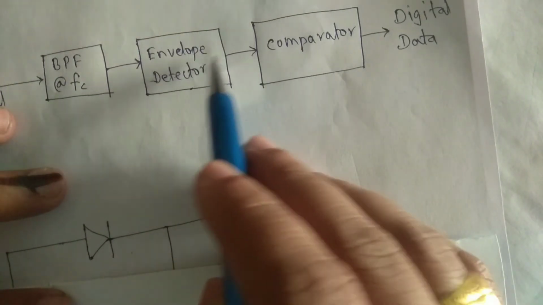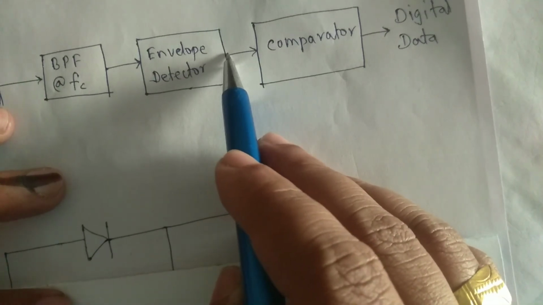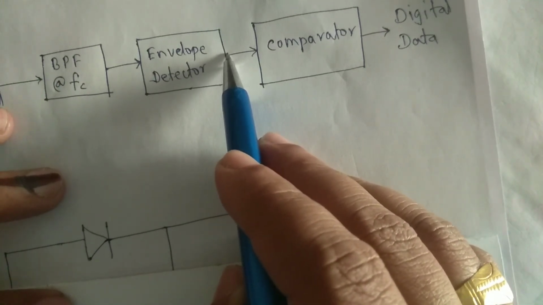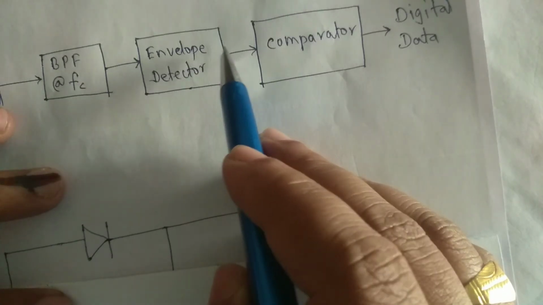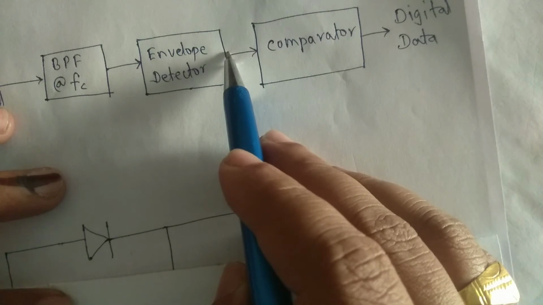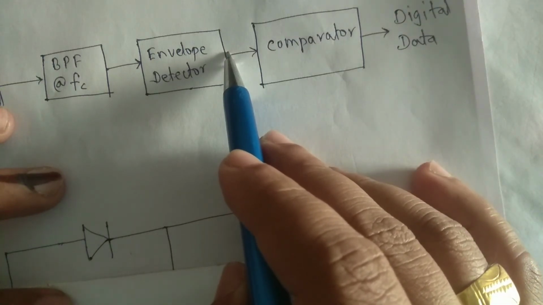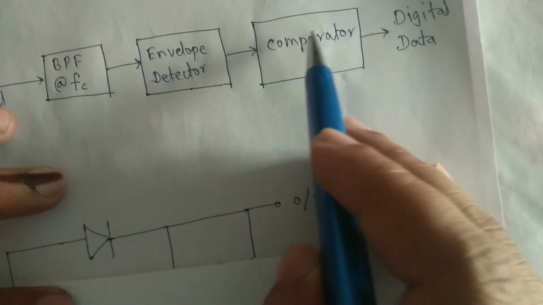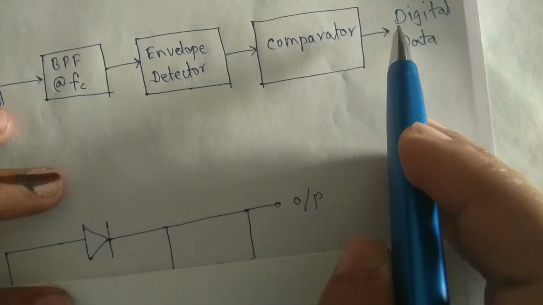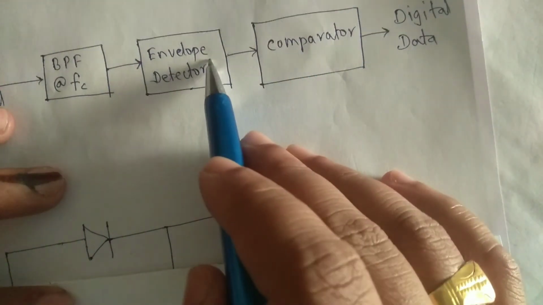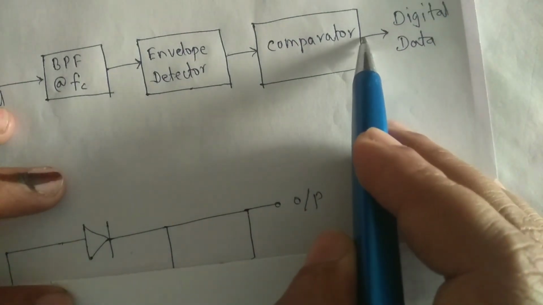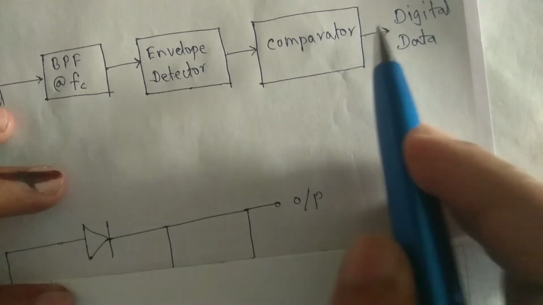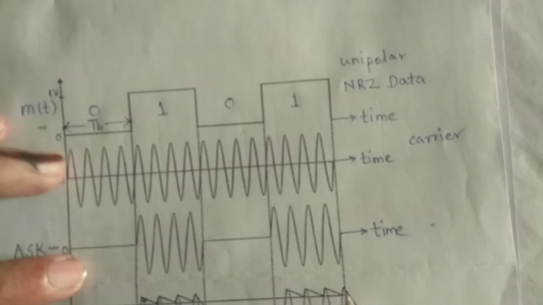The role of the comparator is that the output of the envelope detector will be compared with a threshold voltage. Here we are taking the threshold level as 0 volt. If the output of the envelope detector is greater than 0, then the comparator will give the output that the transmitted bit is 1. If the envelope detector output is 0, at that time the comparator will decide that the transmitted bit is 0. That means the threshold will be in between 0 and 1.